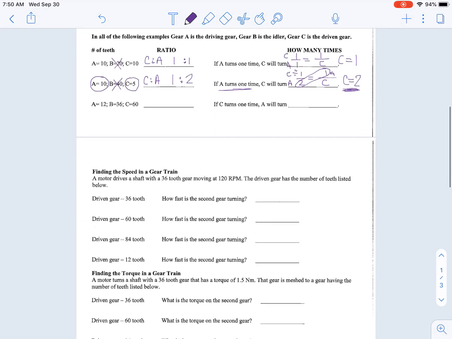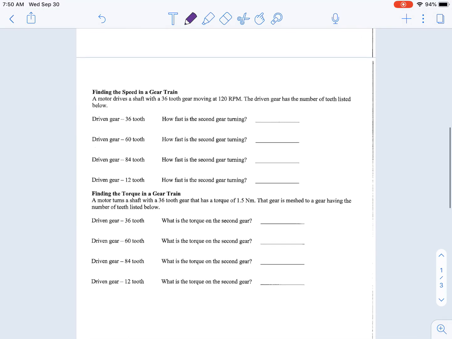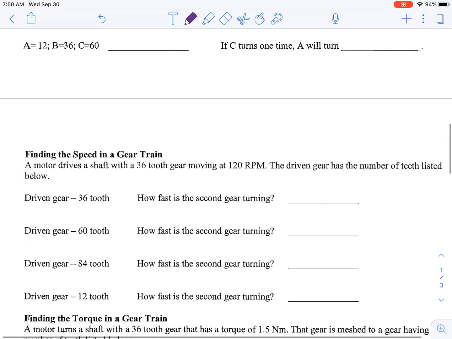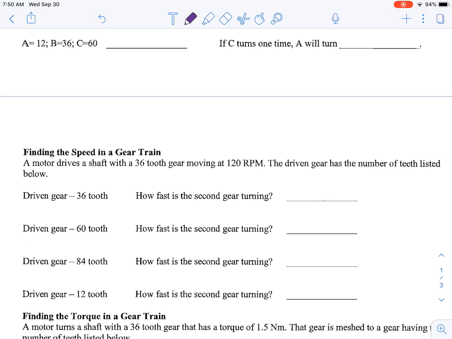Okay, so we're going to move on from that last example. We're going to go over to the back here and do a couple examples in the first section. So we're talking about RPMs, which is done pretty much the same way.